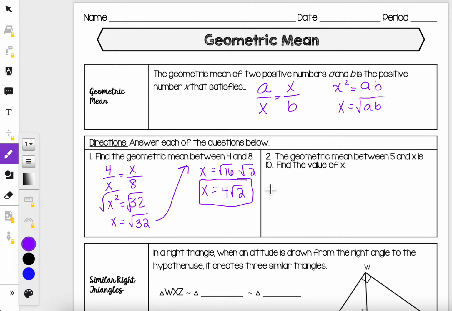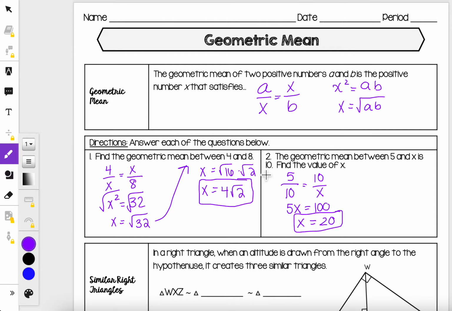Now, number 2 says the geometric mean between 5 and x is 10. We want to find the value of x. So now we're given the geometric mean, we know one of the numbers, and we want to find the other. Using the proportion, I set up 5 over my geometric mean, which is 10, equals 10 over x. I cross multiply and get 5x equals 100, so x equals 20. We could say the geometric mean between 5 and 20 is 10.